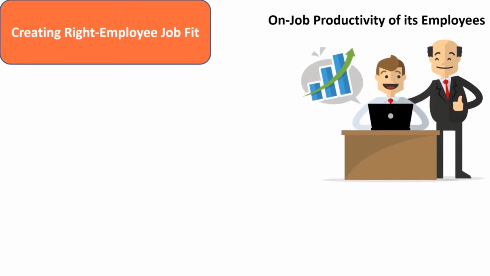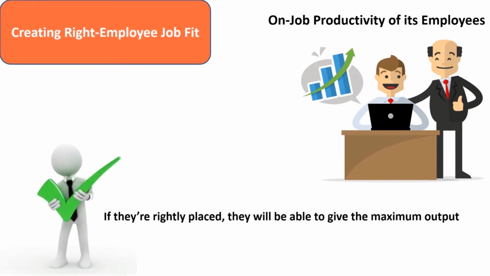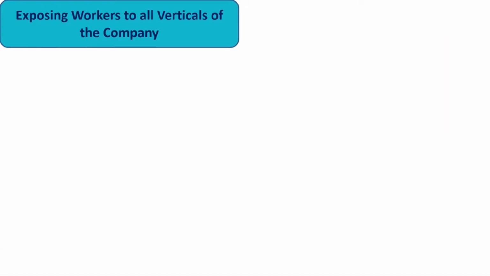Now, the success of an organization depends on the on-job productivity of its employees. If they are rightly placed, they'll be able to give maximum output. Another main function of job rotation process is to expose workers to all verticals or operations of the organization in order to make them aware how the company operates and how tasks are performed.